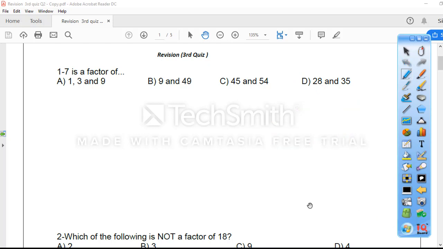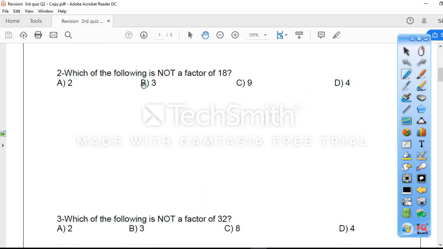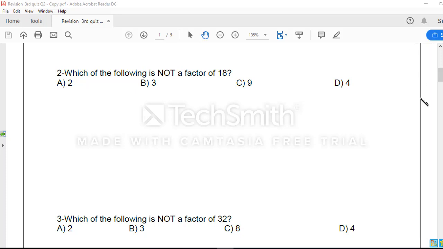Second question. Question number 2. Which of the following is not a factor of 18? If you want to know the factors of 18, you should ask yourself, how could I get 18 from the multiplication table? The easiest one is 18 by 1. We can also use 2 multiplied by 9. We can also use 3 multiplied by 6. So the factors here are 1, 18, 2, 9, 3, and 6.